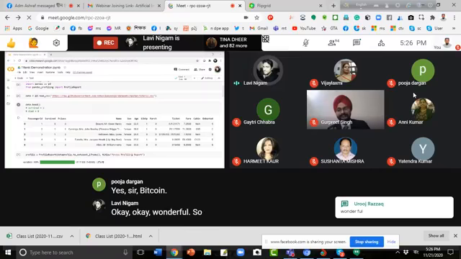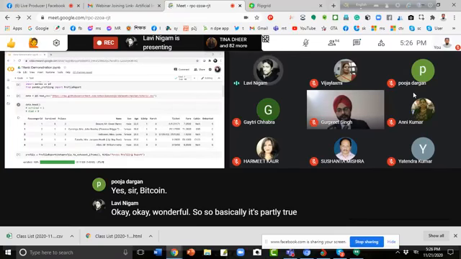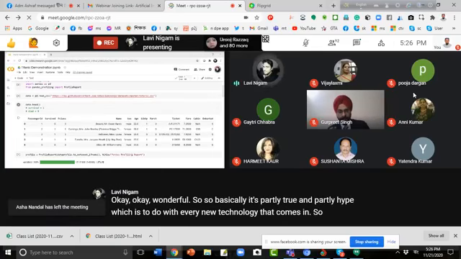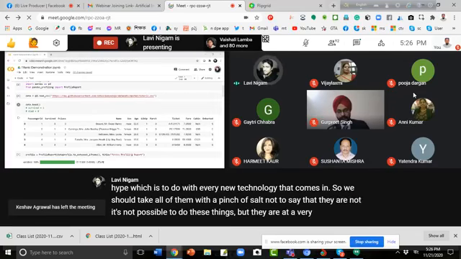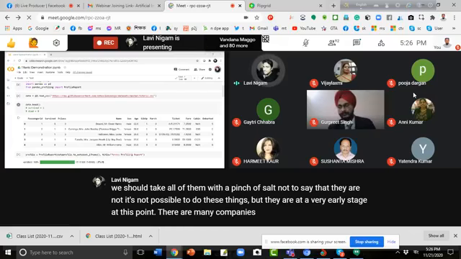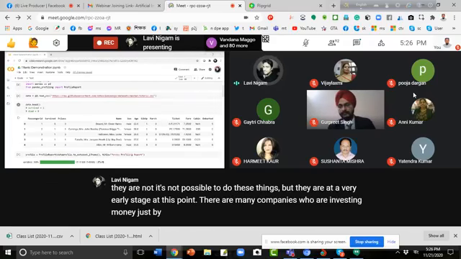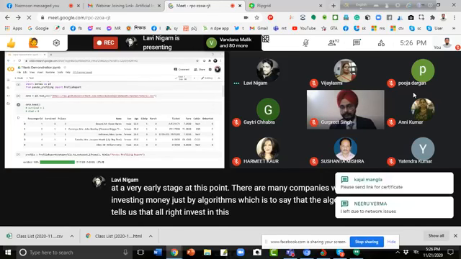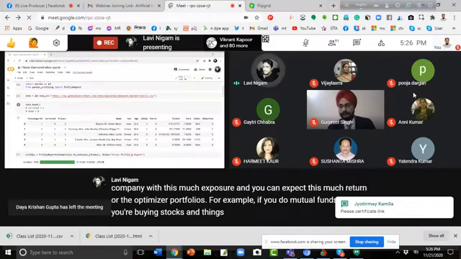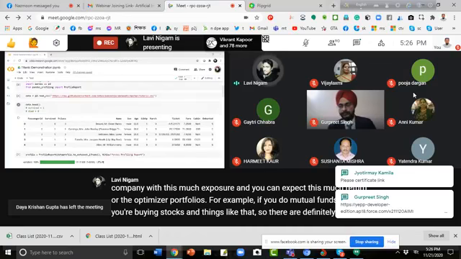Wonderful. So basically, it's partly true and partly hype, which is true of every new technology that comes in. So we should take all of them with a pinch of salt. Not to say that it's not possible to do these things, but they are at a very early stage at this point. There are many companies investing money just by algorithms, which is to say that the algorithm tells us, all right, invest in this company with this much exposure, then you do mutual funds, or if you're buying stocks and things like that. So there are definitely a lot of companies who are into it.